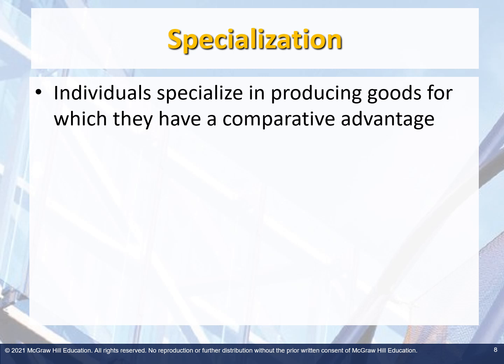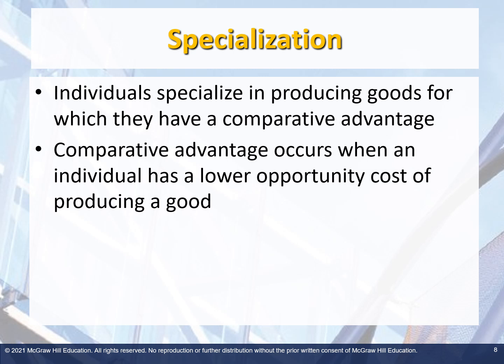Let's talk more about specialization. Specialization allows individuals to focus on what they do best. For example, a skilled carpenter specializes in making furniture, while a talented chef specializes in cooking. This leads to higher quality and efficiency. Comparative advantage occurs when an individual has a lower opportunity cost of producing a good.